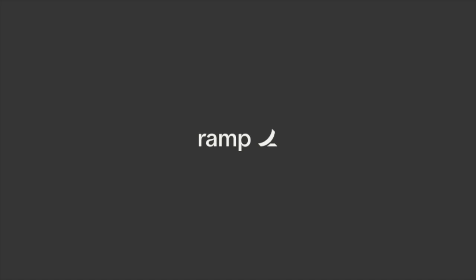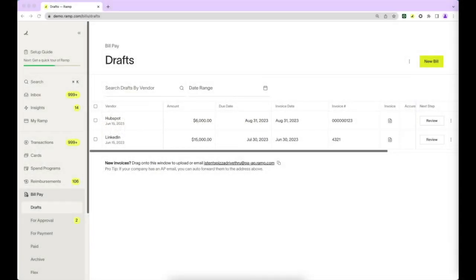Ramp's Bill Pay automates your accounts payable process, making it easy for you to pay bills in seconds. We support customers using QuickBooks Online, Xero, NetSuite, and Sage Intacct integrations. I will take you through a quick preview of how you can use Ramp's Bill Pay to upload, approve, and send invoices, manage bill payments and vendors, and leverage Ramp Flex for flexible financing.